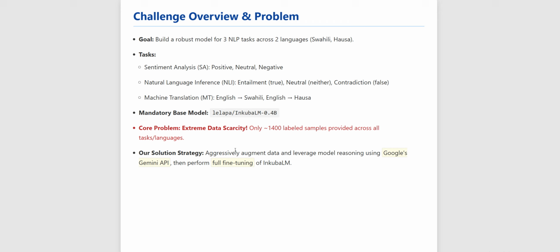Here's the kicker: we had to use a specific base model called InkubaLM 0.4b, and the really challenging part? Extreme data scarcity. We only had about 1,400 labeled samples across all tasks and languages combined. That's practically nothing in the world of modern NLP. So my core strategy became, how can I aggressively augment this tiny dataset? The answer was to leverage Google's Gemini API for data generation and reasoning, then perform full fine-tuning of InkubaLM.